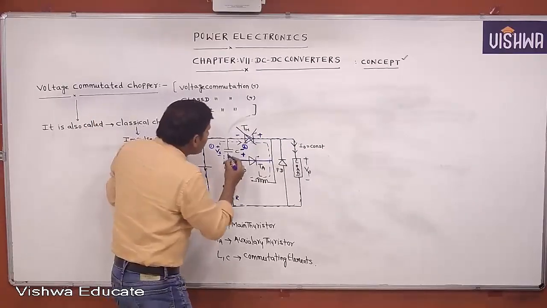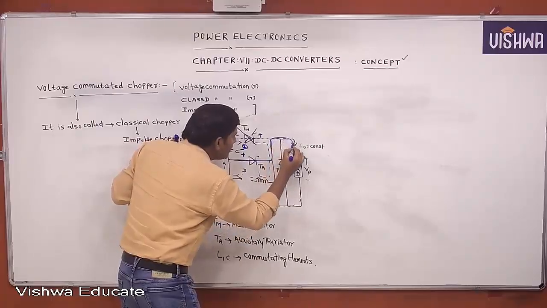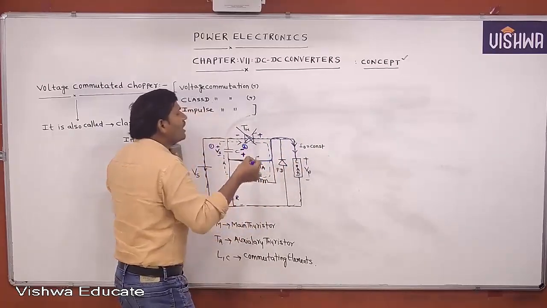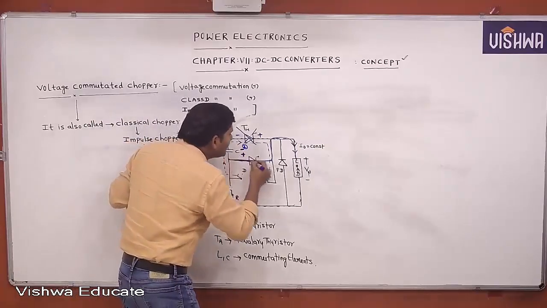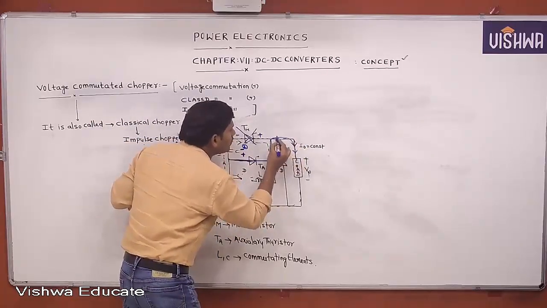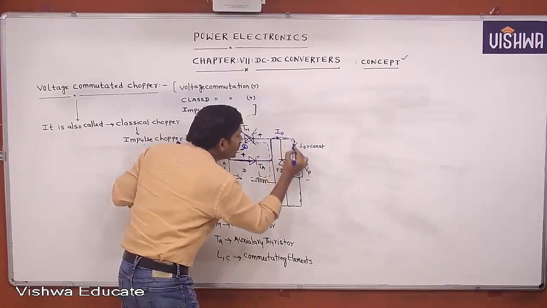Once the main thyristor is turned off, now who supplies the current to the load? This operation is applicable under the assumption of constant current to the load. Who supplies the current to the load? Now the auxiliary thyristor will supply the current to the load. That's why the maximum current supplied by the auxiliary thyristor is the load current.